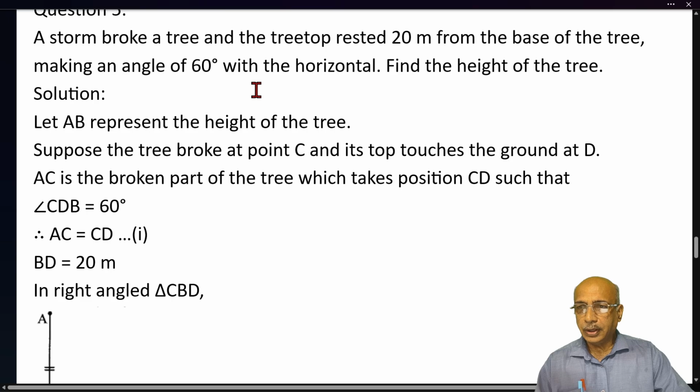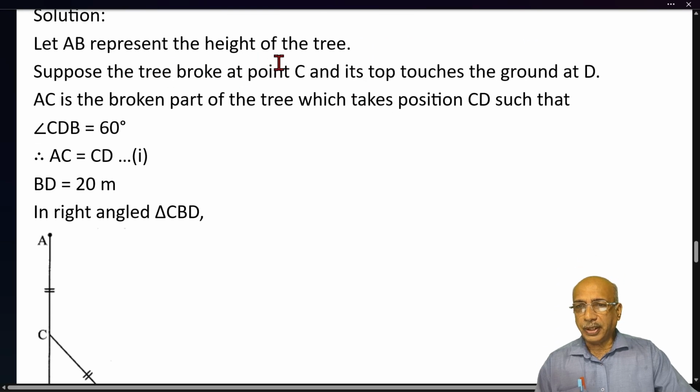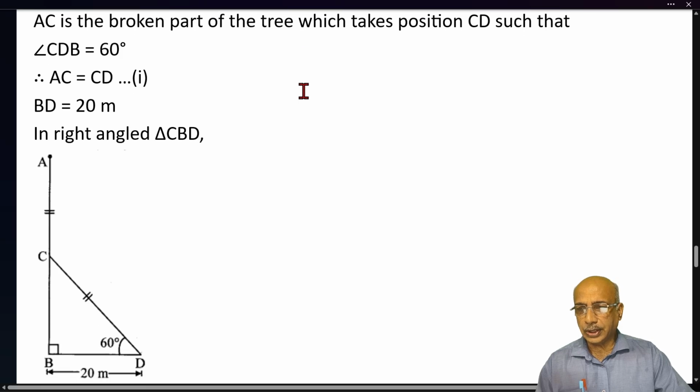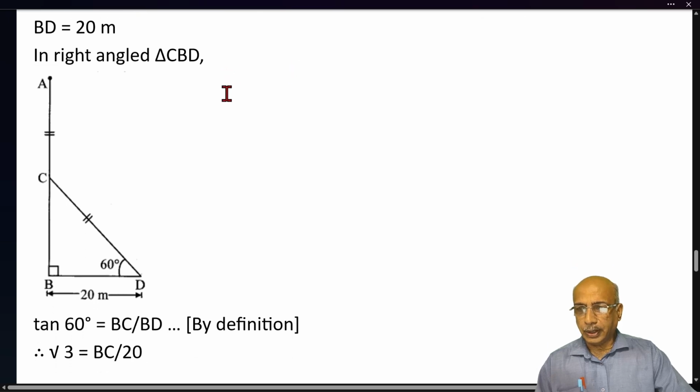Next problem. A storm broke a tree and the tree top rested 20 meter from the base of the tree, making an angle of 60 degree with the horizontal, with respect to the ground. Find the height of the tree. AB represents the height of the tree. Suppose the tree broke at C and its top touches the ground at D. AC is the broken part of the tree which takes position CD such that angle CDB equals 60 degree, AC equals CD, BD equals 20 meter, in a right angle triangle.